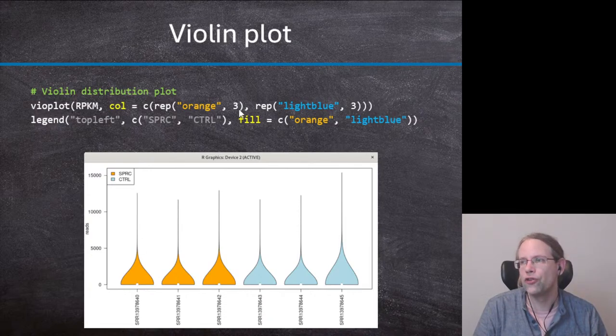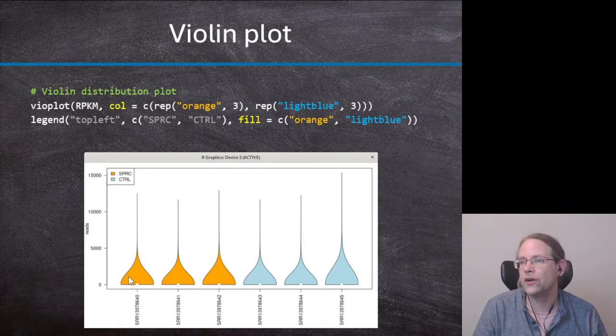Because the first three samples that I have, so the 40, 41, and 42, are the SBRC samples, I'm going to make them orange. And I'm going to make the other three samples light blue. I'm just going to specify the color so that they look a little bit nice.